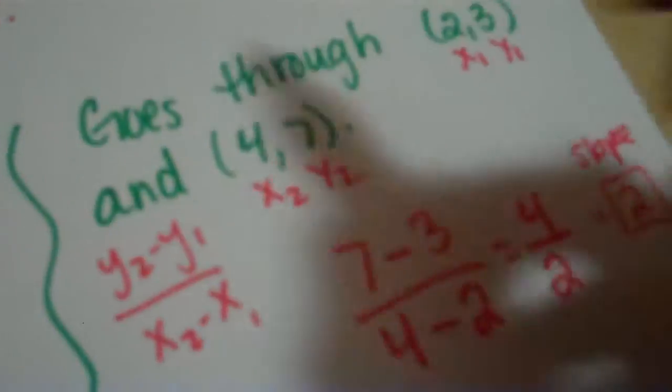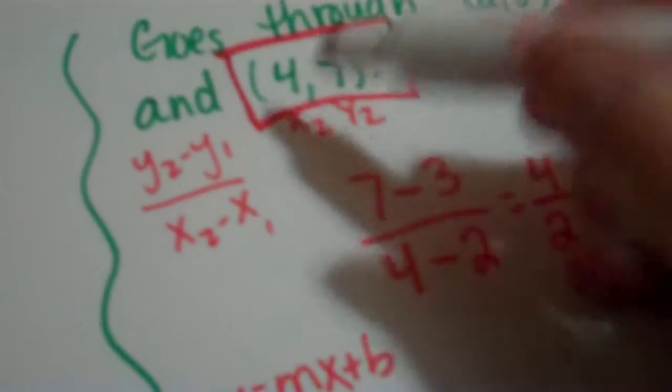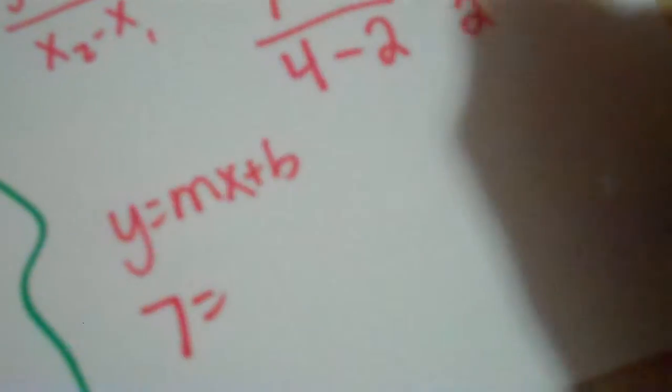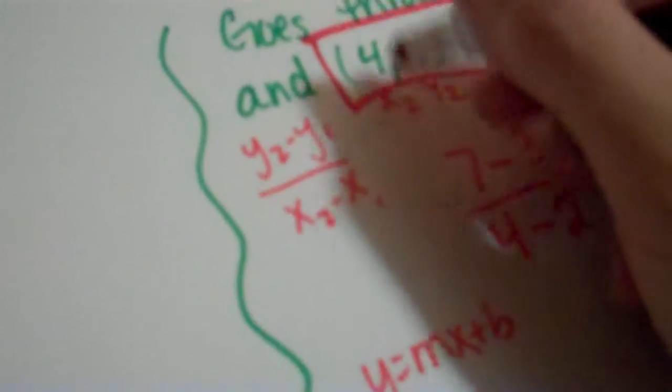And I'm going to pick 4, 7. It doesn't matter which one you pick, but I'm just going to pick that one, okay? So, my y value is 7, so I'm going to put a 7 here. Equals, my slope is 2. My x value is 4 right there. Plus b.